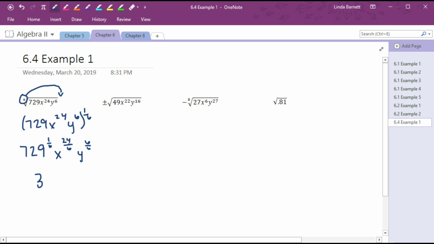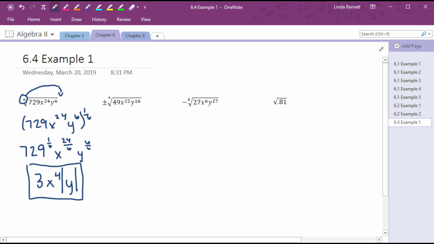And then I just simplify this. 24 divided by 6 is 4, and 6 divided by 6 is 1. So the other part I have to remember is if I have an even root of an even power and I get an odd exponent, I need to have those absolute value brackets because I have to make sure that my y value is positive. So this is the answer for that first example.